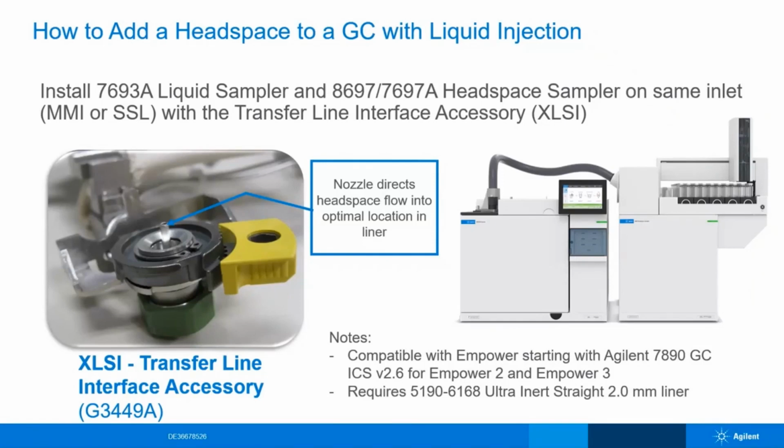It is compatible with all of Agilent software, as well as Empower, starting with ICS v2.6 for Empower 2 and Empower 3. And you can see the part number below for ordering if you would like to retrofit. That being said, it is important to note that this does require an 8890 or an 8860 or an Intuvo GC to properly interface, because many of the firmware and driver features do require the modern chipset that is in the 8890, 8860, and Intuvo systems.